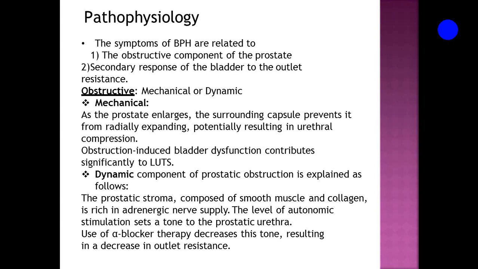The dynamic component of prostatic obstruction is explained as follows. The prostatic stroma, composed of smooth muscle and collagen, is enriched in adrenergic nerve supply, and the level of autonomic stimulation sets a tone to the prostatic urethra. Use of alpha blocker therapy decreases the tone, resulting in decreased outlet resistance.